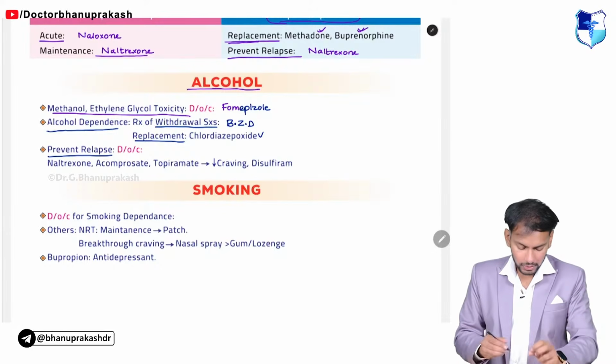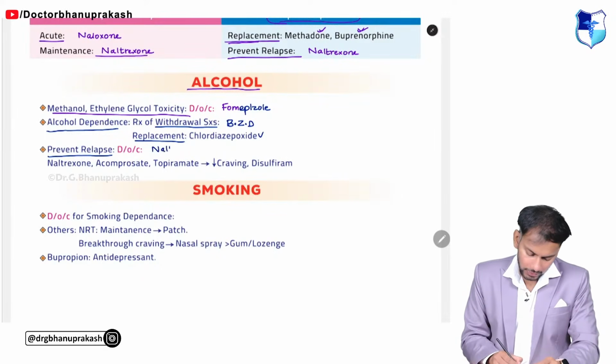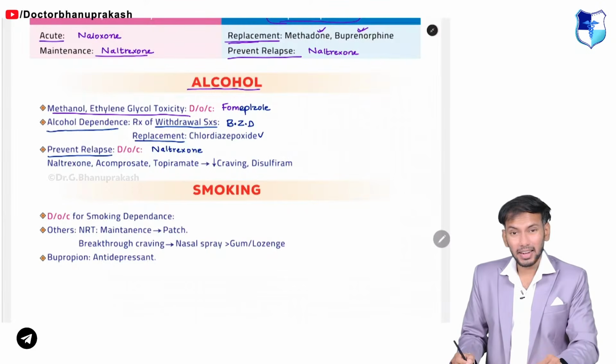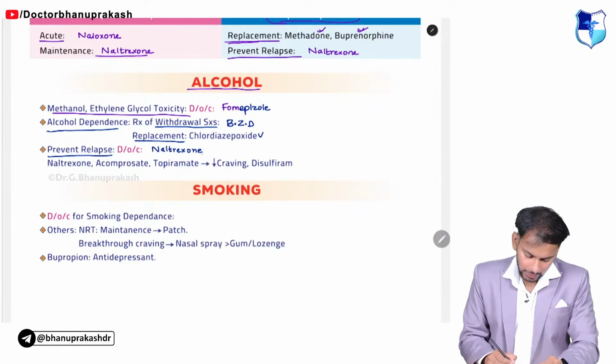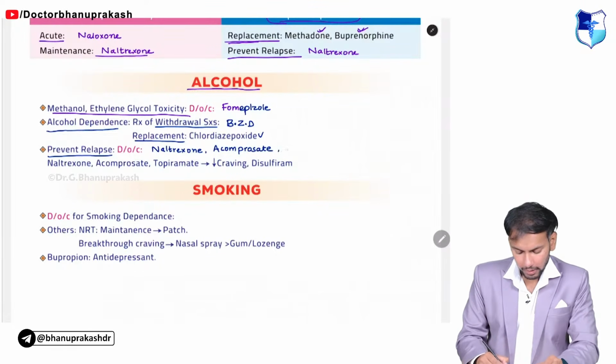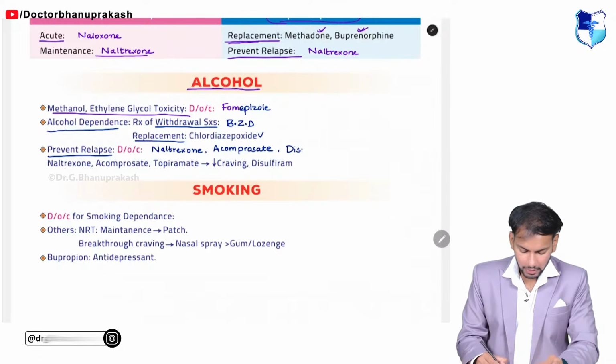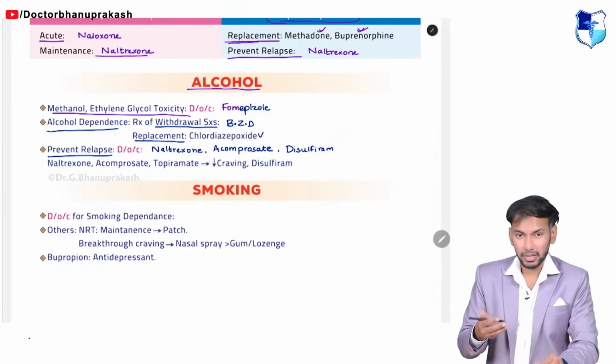what is the drug of choice? It is again naltrexone. So, remember naltrexone, it is very important. Yes, if naltrexone is not available, then you can give acamprosate. If acamprosate is also not available, then you can give disulfiram.